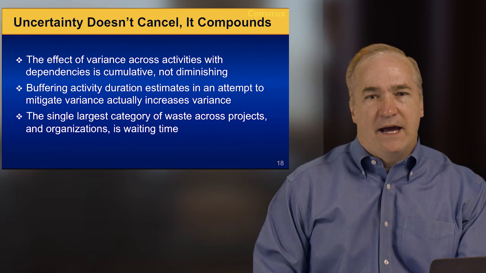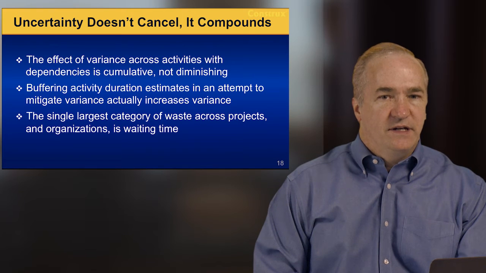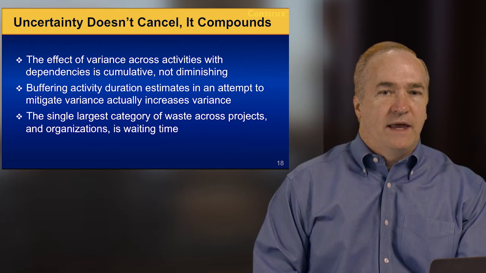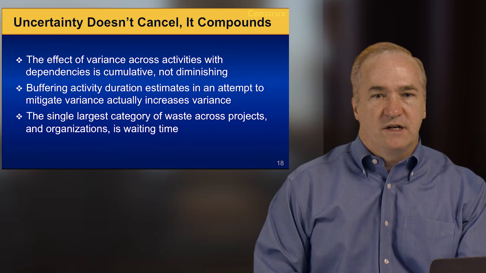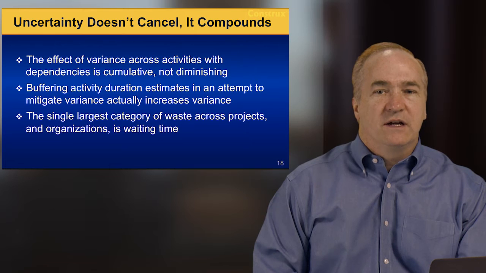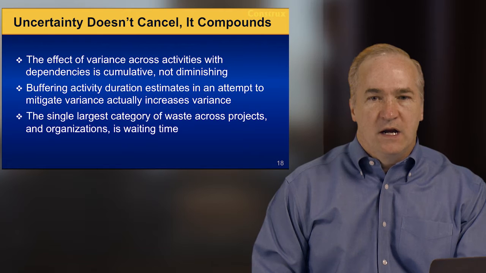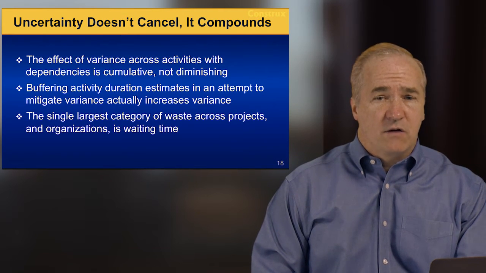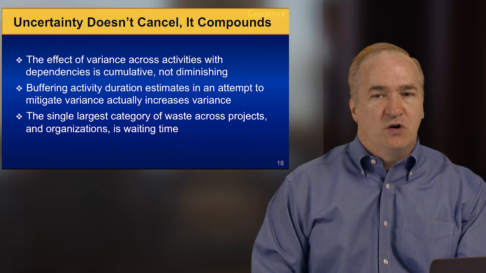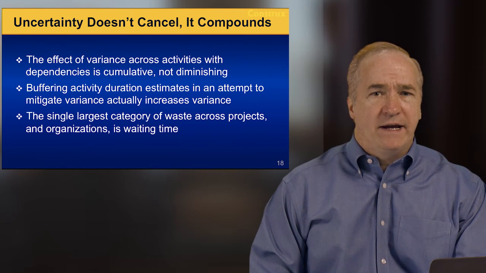And so when you combine all that, we find out that uncertainty doesn't cancel, it compounds. The effective variance across all the activities in your project with dependencies is cumulative, not diminishing. That variance doesn't cancel itself out, it accumulates. When we buffer activity duration estimates in an attempt to mitigate that variance, we actually increase the variance. So when you add time to a task duration in an attempt to buffer uncertainty, you only increase the variance, which of course increases uncertainty. And the single largest category of waste across projects, where we spend most of our time, is waiting time, not working time.